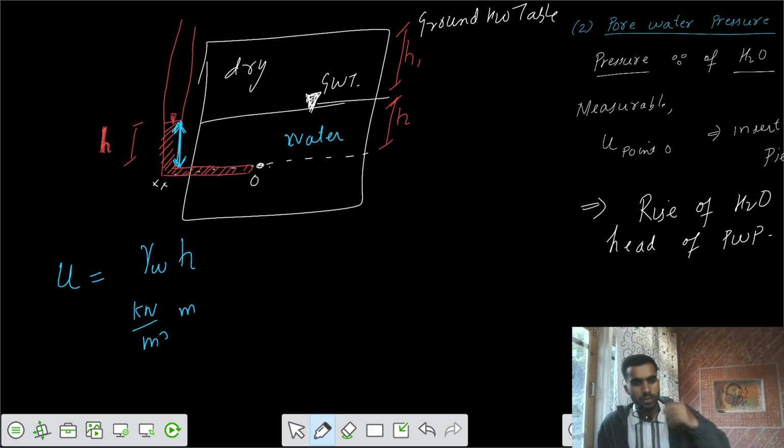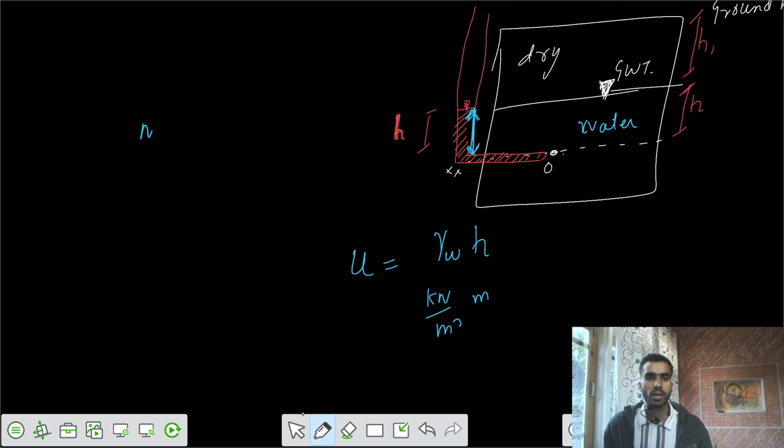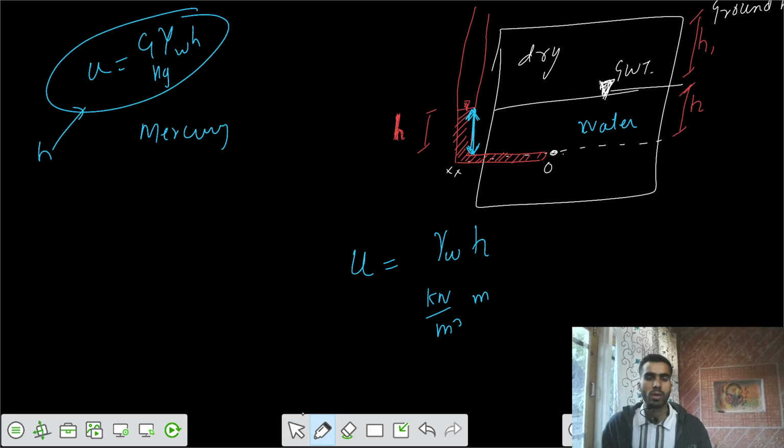Here, if some other liquid is there, let's say mercury is there in this soil mass, the height would be corresponding. So the pore water pressure would correspond to the specific gravity of mercury times gamma w times h. So that is your pore water pressure if we try to understand it this way.